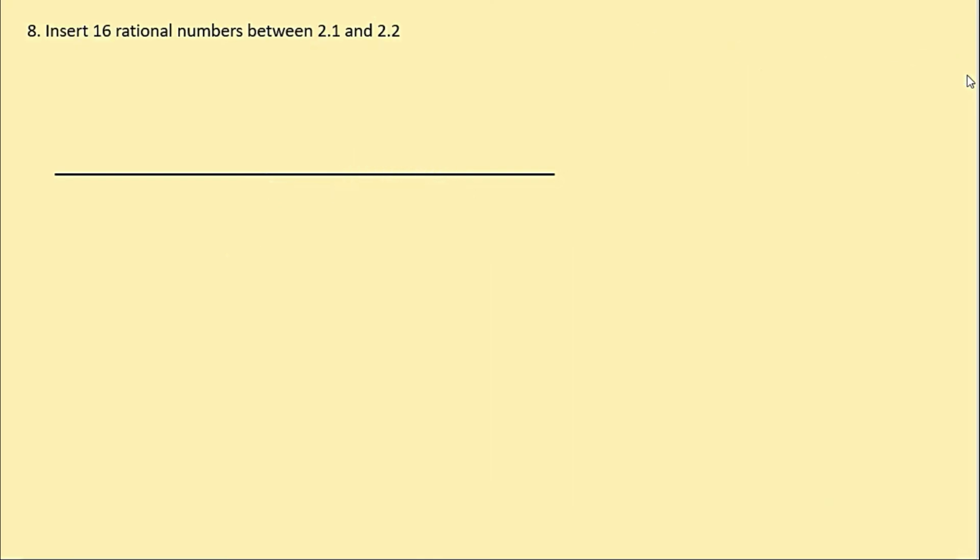The next sum is insert 16 rational numbers between 2.1 and 2.2. Suppose this is 0, 2.1 is somewhere here, and 2.2 is somewhere here. In between there should be 16 rational numbers. So A equals 2.1, B equals 2.2. So D will be (B minus A) divided by (N plus 1). N is 16.